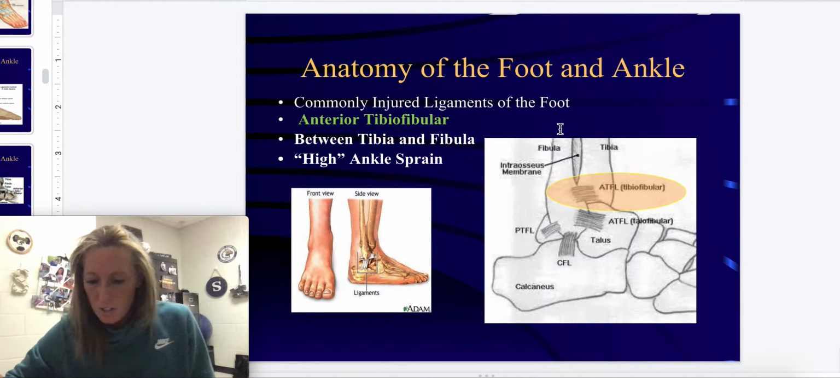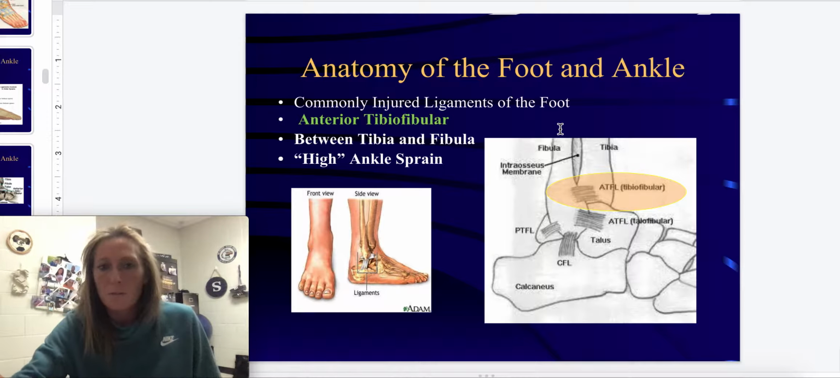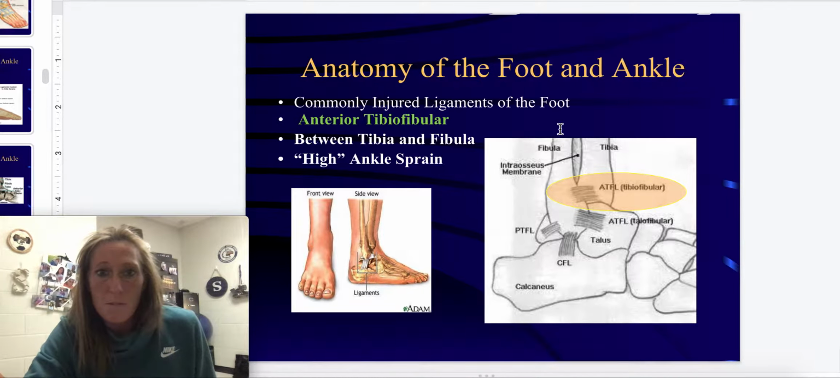The next question is a ligament that connects the tibia to the fibula on the front of the ankle. So this would be on the front of the ankle, the ATFL, anterior tib-fib ligament. Anterior tibiofibular ligament.